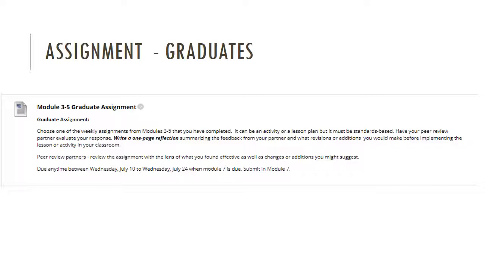And then graduate students, you have an additional assignment. This is a long-term assignment. Note that this will be submitted in Module 7. Basically what you're doing is you're picking one of the weekly assignments you have completed from modules 3 through 5. And then you're going to be asking your peer review partner to evaluate your response. And then from that, you will write a one-page reflection summarizing the feedback from your partner, and then what revisions or additions you would make before implementing this lesson or activity into your classroom. And the due date for this would be Wednesday, July 24th.